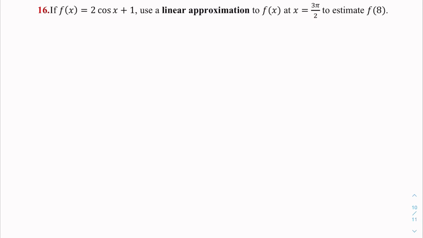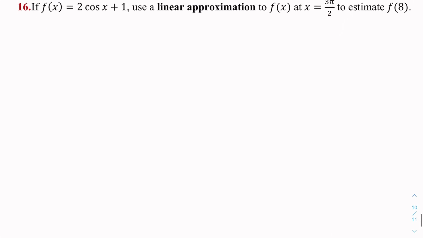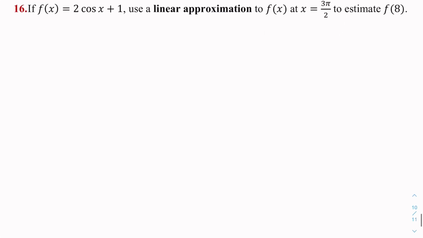Okay, now we come to our first linear approximation problem. If f of x is 2 cosine x plus 1, use a linear approximation, or they could have said use a tangent line approximation, at x equals 3 pi over 2 to estimate f of 8.